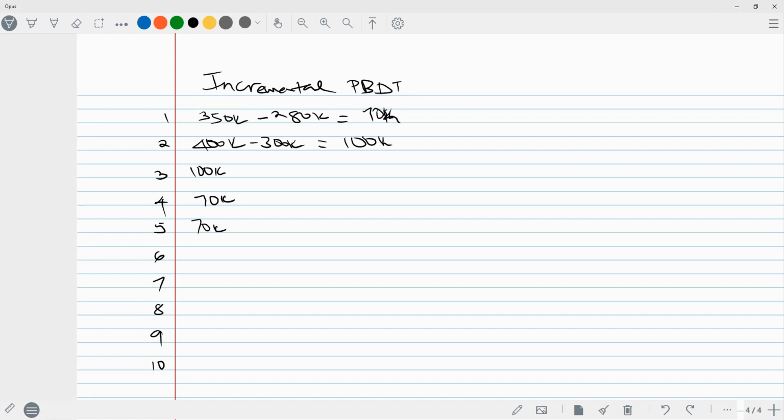Year 6 is 380 minus 420, 60,000. Year 7, 380 minus 310, 70,000. Year 8, we have 350 minus 280 to give us 70,000 also. Year 9, we have 300 minus 260 to give us 40,000. And year 10, 280 minus 240 to give us 40,000. That's your first working, to get the incremental profit before depreciation and tax.